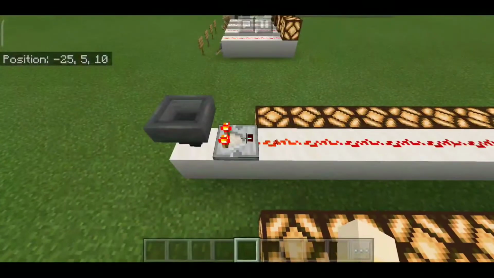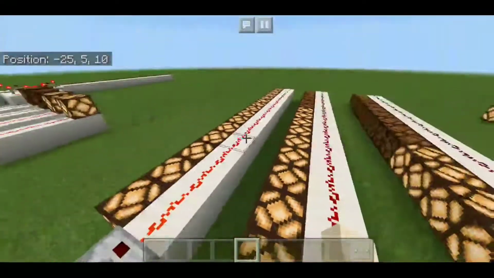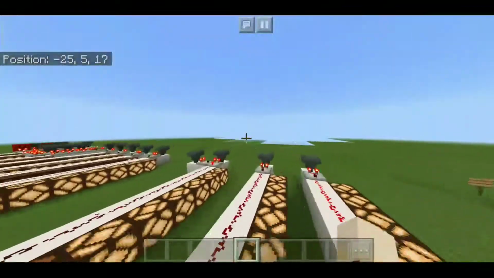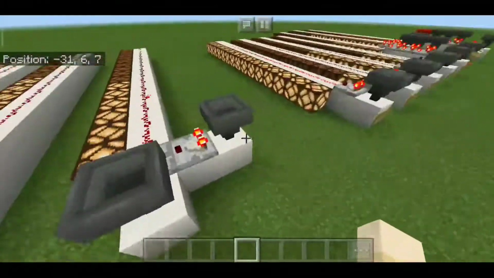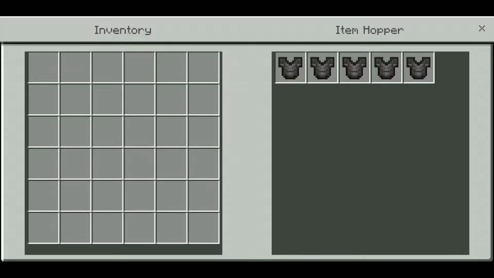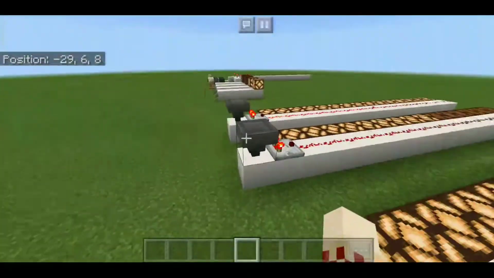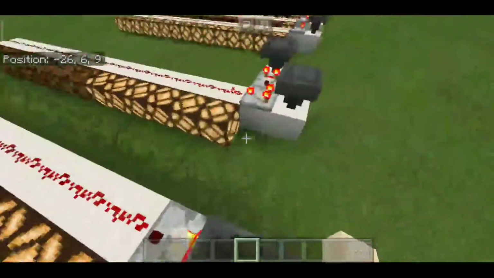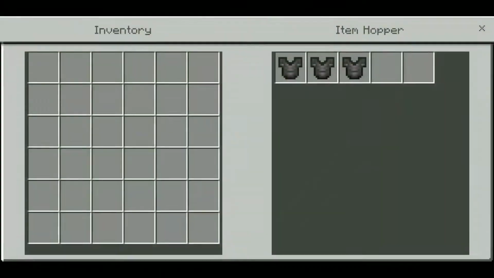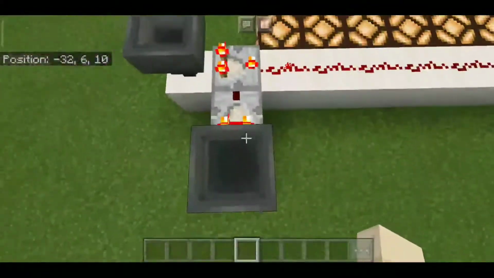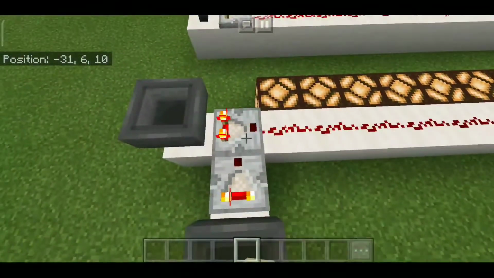So what if I want to subtract 9 from 15? If you don't know, comparators have a built-in function for subtraction called subtraction mode. So over here I place the same hopper as that 15 signal strength one, and then I place this hopper over here, and this 9 output is running into this comparator.